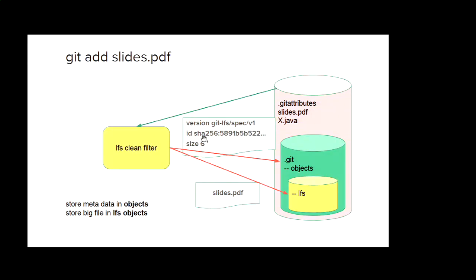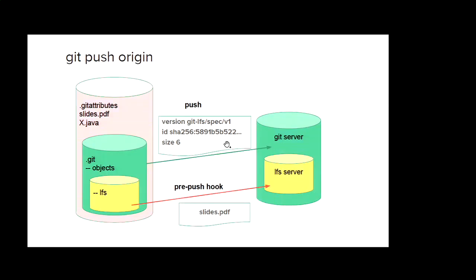Now what happens if you add a binary file is basically the clean filter will take the content of the binary file and put it in the LFS store, and it will generate a metadata file which is put into the Git history. And this mainly contains the SHA-256 of the file content. And it also has the size so that it can show progress. Now you can create a commit afterwards.